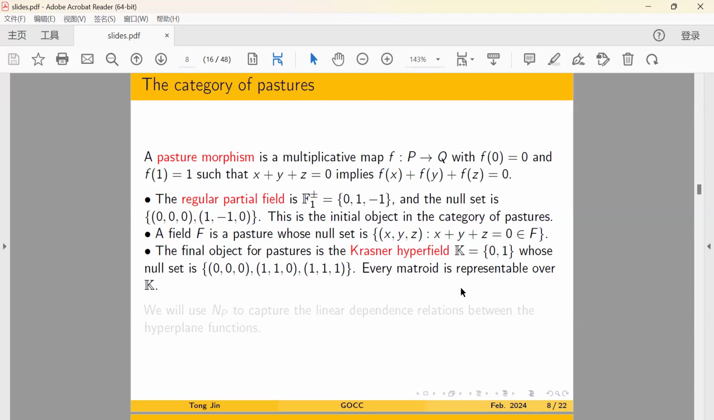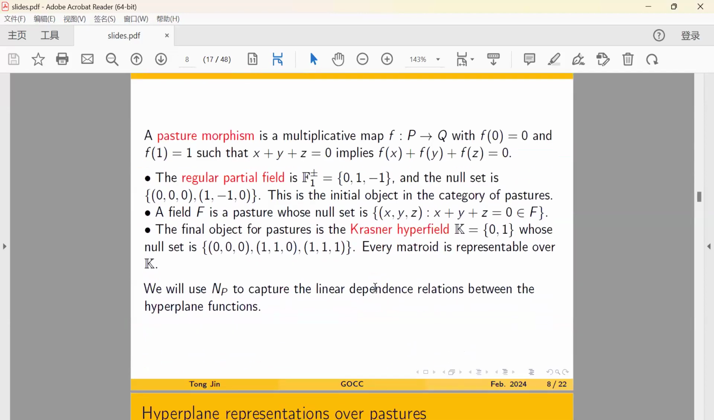Now, if we do the Krasner hyperfield, then every matroid is representable over this K, because how do we give hyperplane functions? Well, if we take some hyperplane H, then f_H of A is equal to 0 for all A in the hyperplane, and f_H is equal to 1 for all elements A outside the hyperplane, because there are only 2 elements, and by the axiom 1 of the hyperplane functions, it is uniquely determined, and it is a modular system of hyperplane functions. You can check it out for the second axiom.